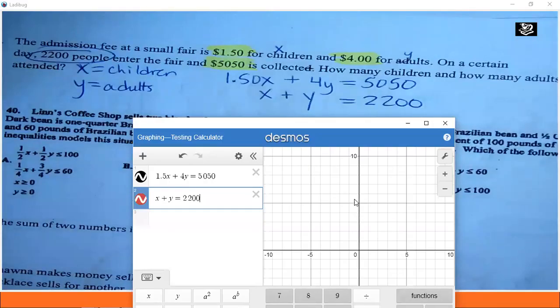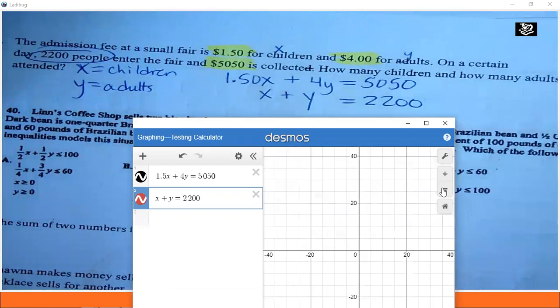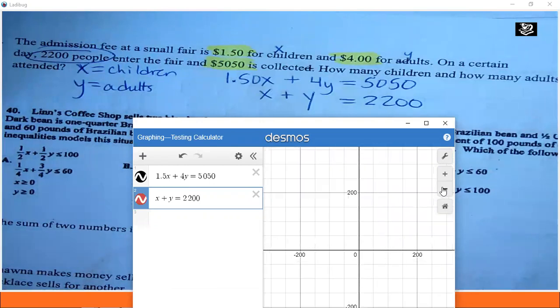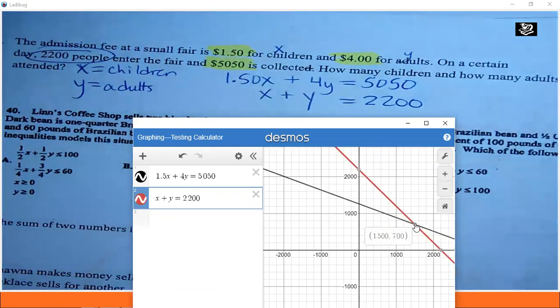Come on, I don't see anything on my Desmos screen. What do I need to do? Zoom out. Zoom out until I find where they crossed.